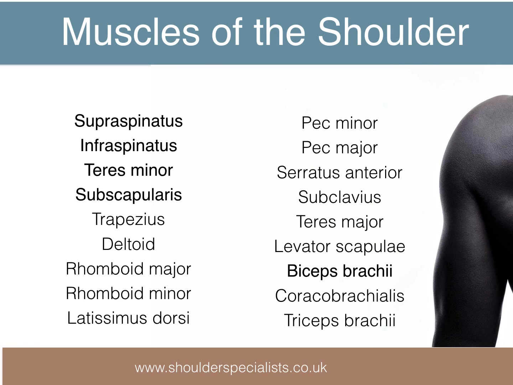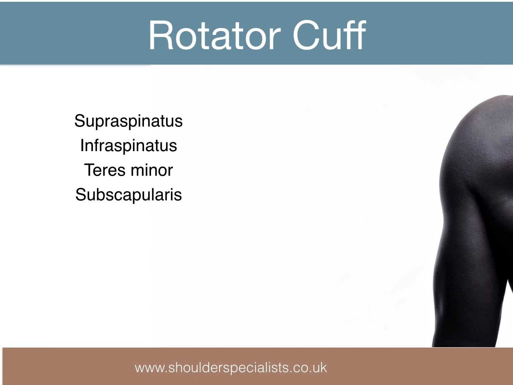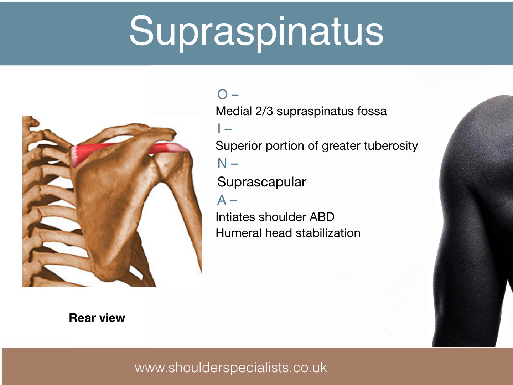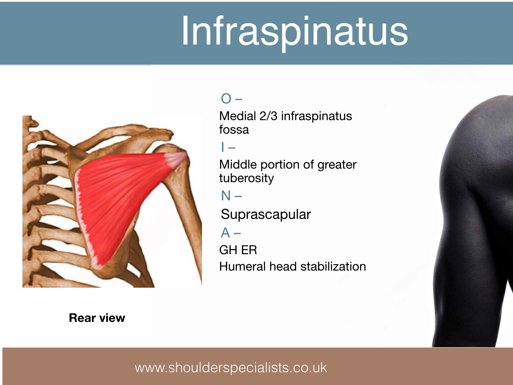There are a number of muscles around the shoulder girdle, but some of the most clinically important include those of the rotator cuff and also the biceps. The rotator cuff consists of the supra and infraspinatus, teres minor, and subscapularis. Supraspinatus arises from above the spine of the scapula and inserts on the uppermost part of the greater tuberosity and is supplied by the suprascapular nerve. Its action is to stabilize the humeral head and assist with abduction.